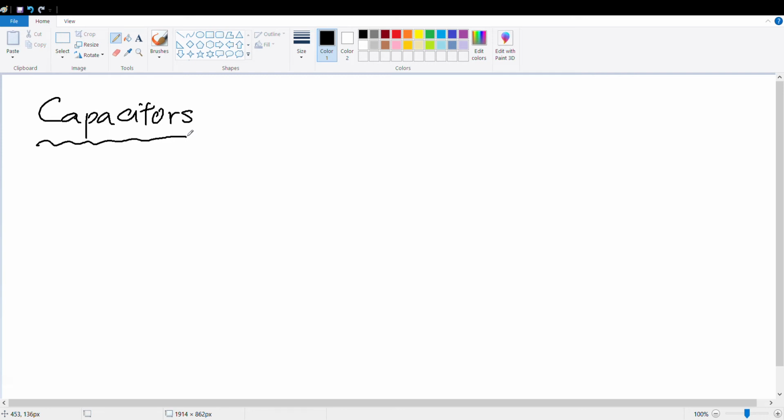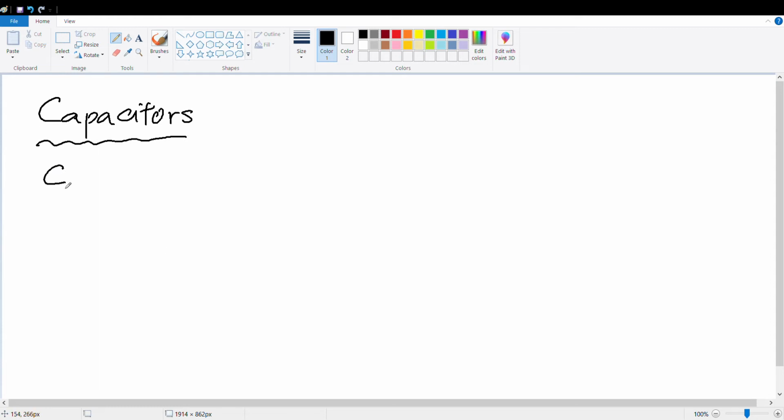Okay, so let's continue with our chapter on capacitors. In this subtopic, we are going to talk about capacitors in series and parallel circuits. Since the capacitor is an electric component, it will eventually be attached to a circuit.